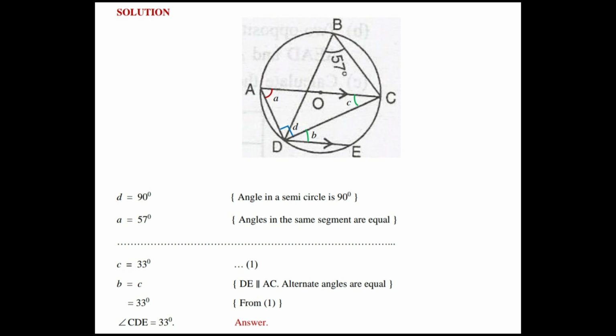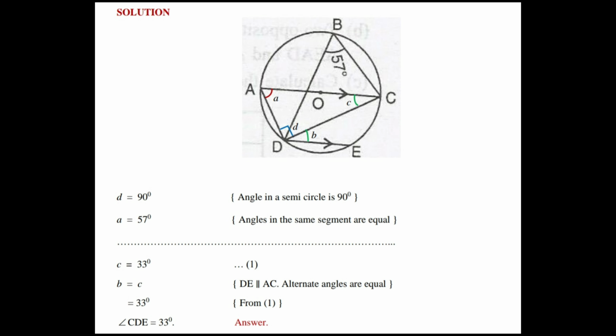So in triangle ADC, small a plus small c plus small d is equal to 180 degrees. And the reason is the sum of all the angles in a triangle is 180 degrees. Now put the value of A and D. A is 57, D is 90. Put, add and transpose. Then you get C is equal to 33 degrees.